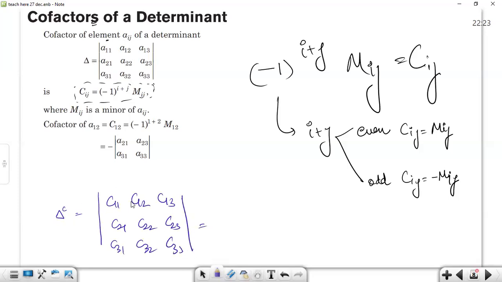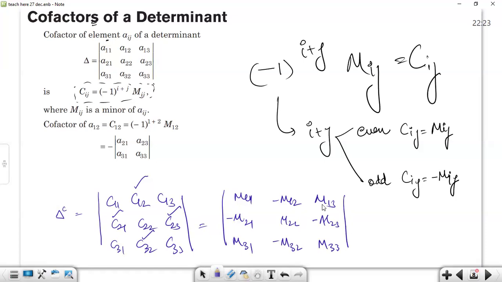Let's now represent them in the form of minors. So M11, because the sum is even. Sum is odd here, even here, odd here, even here, odd here, even here, odd here. So here there will be a negative sign. There will be a negative sign here also. Positive sign, negative sign here also. Positive sign, negative sign here also. Positive sign. Are you able to understand why these four minors have negative signs? Is everyone clear?